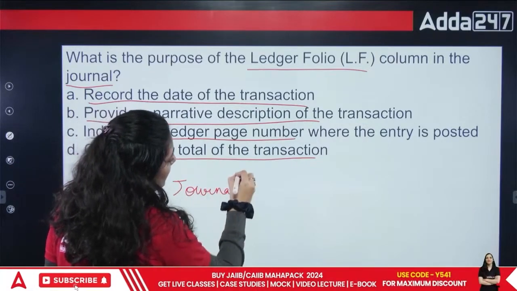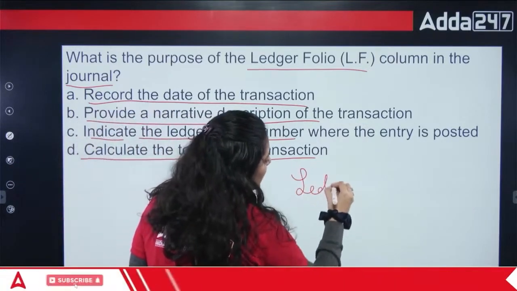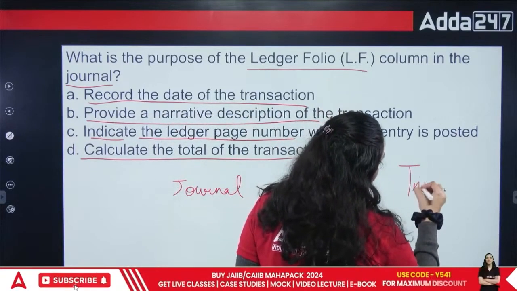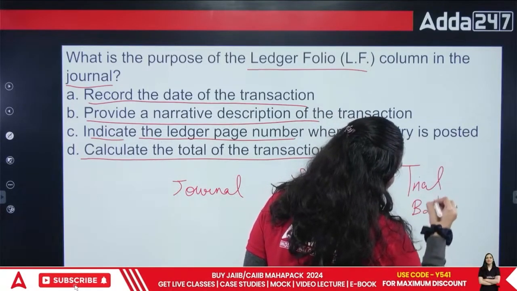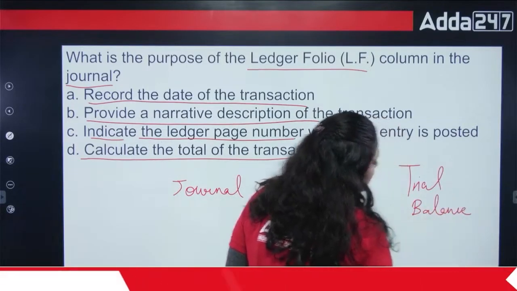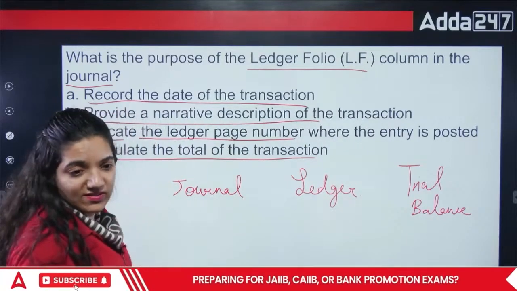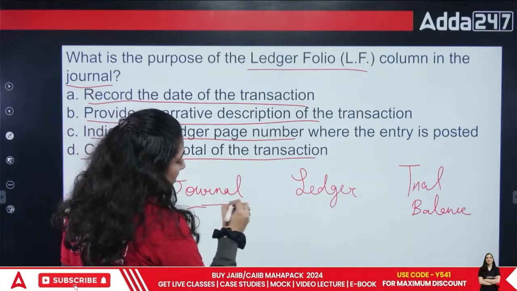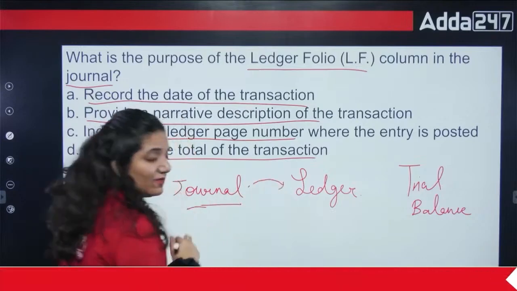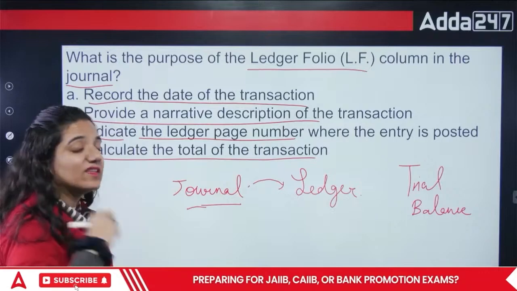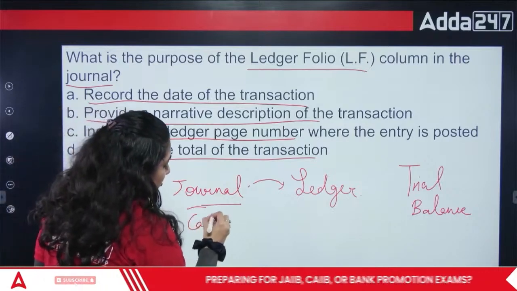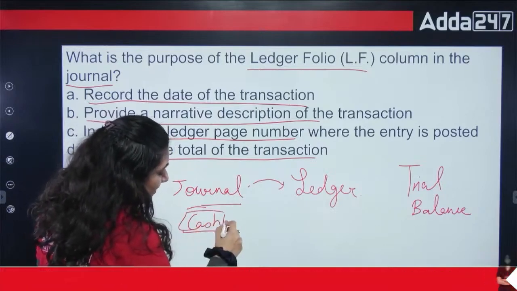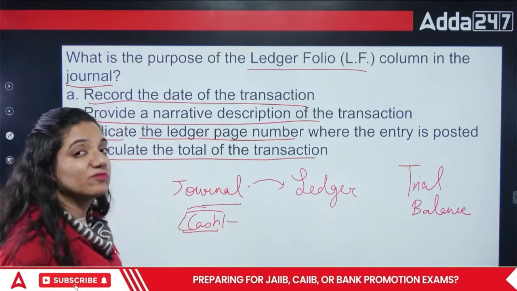From journal, we move to ledger. From ledger, we move to trial balance. This is the particular idea. When we talk about this entire area, what happens here? First of all, when we are making a journal, we have to give a reference. For example, I received cash from someone. So that cash is being received multiple times from multiple people.